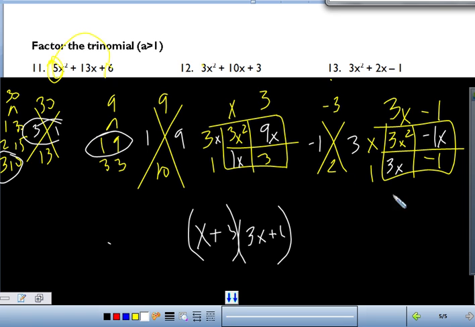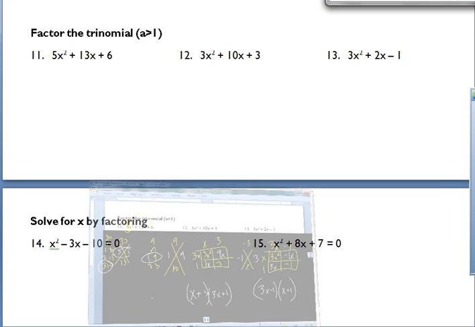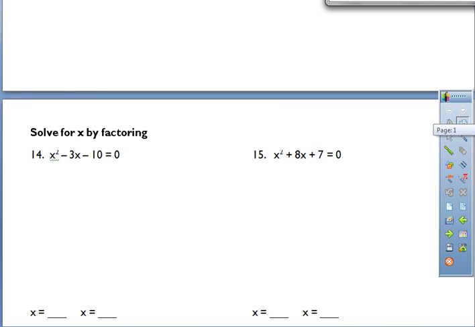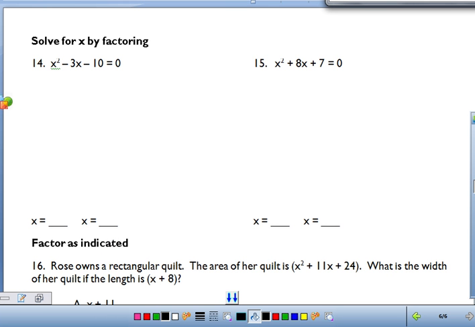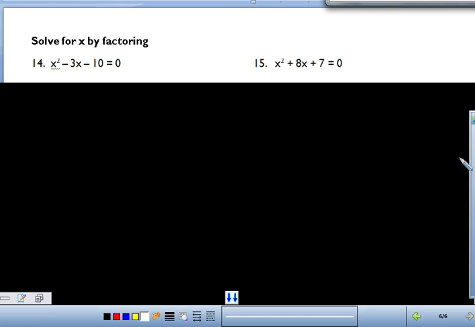And there we go. Your factors are 3x minus 1 and x plus 1. And we'll finish out this type of problem here on 14 and 15. And we'll get into the story problems. Product of first and last, middle term, and then we just find the factors.